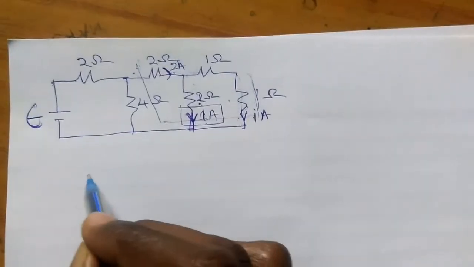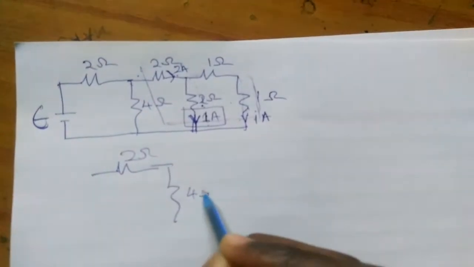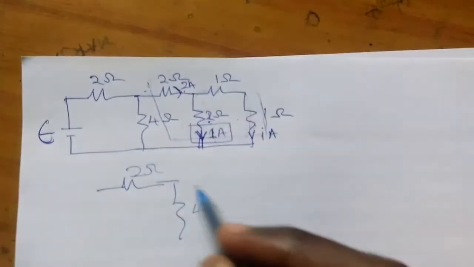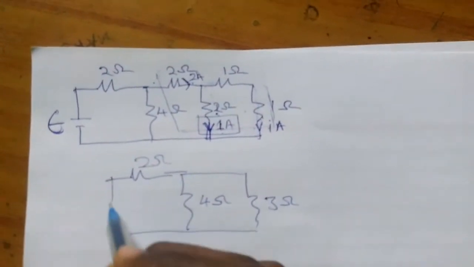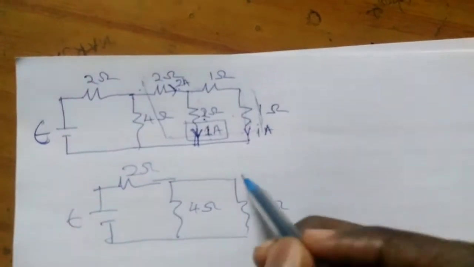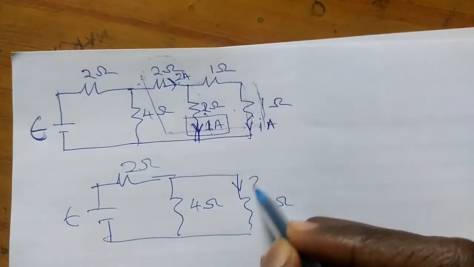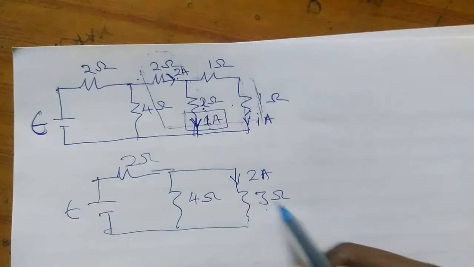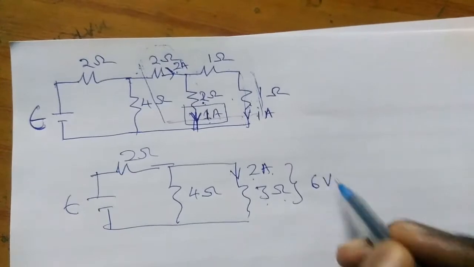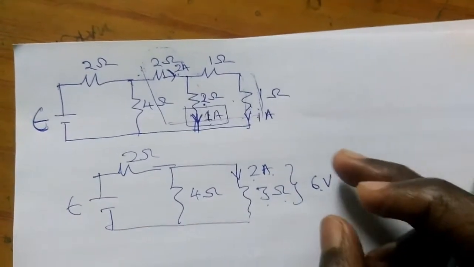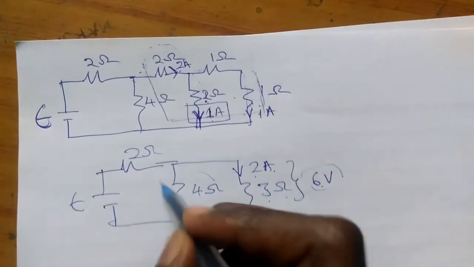So the equivalent circuit will be the 2 ohm in parallel with the 4 ohm resistor. So this total circuit will come to a 3 ohm resistor. So here is E. The current across this total section is 2 amps. That means the current across the 3 ohm resistor is 2 amps, and the voltage across the 3 ohm resistor is 6 volts. Why? Because 2 threes are 6.